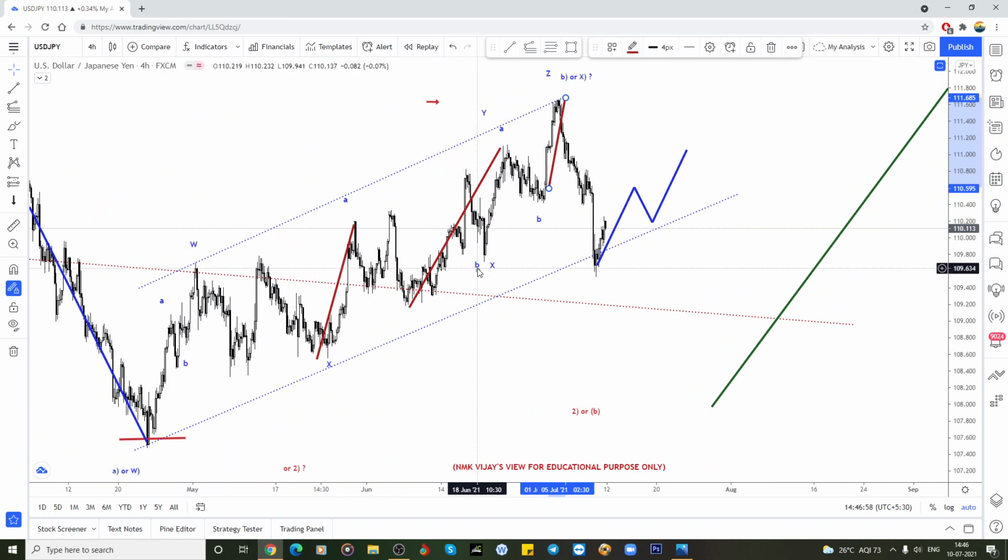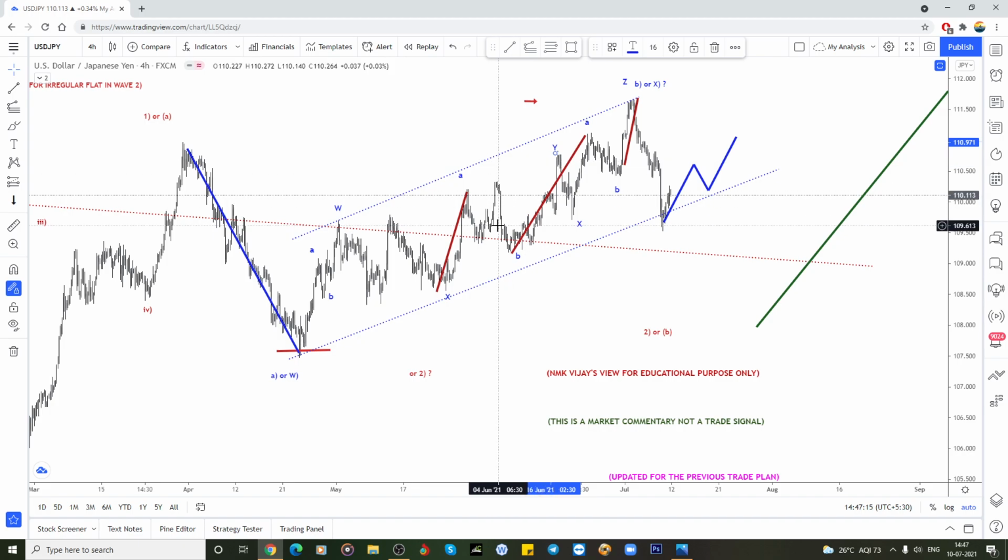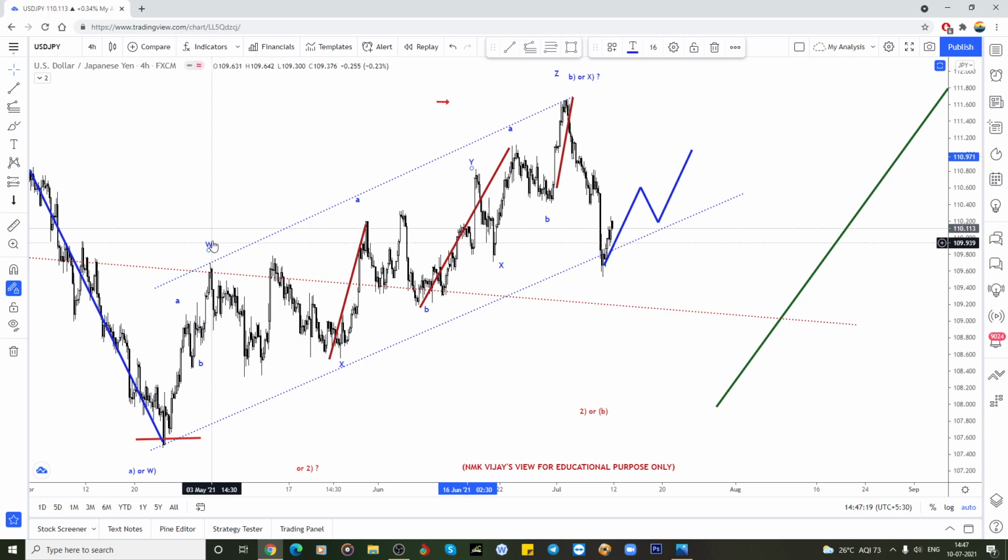So now I need to change. This is the A, this is the B, so this could be the end of the Y. So this three-wave structure is an X, again A, B and C. A is an impulsive wave, B is a correction in a three-wave structure, and C is an impulsive wave. So we can see, on the 4-hour structure, we are making this as A, B, C is a W, this is the X, A, B, C as a Y, again a three-wave structure X, A, B, C.